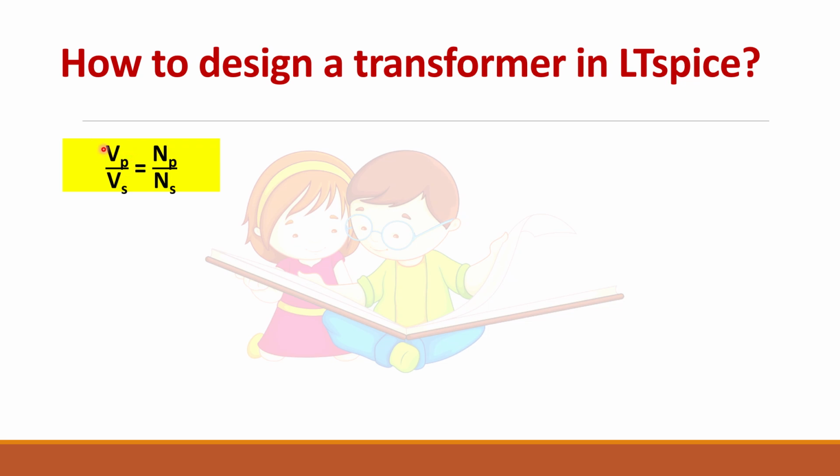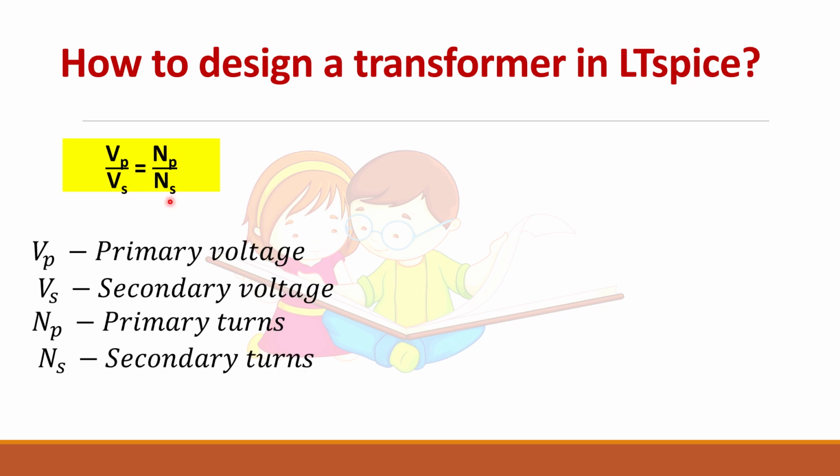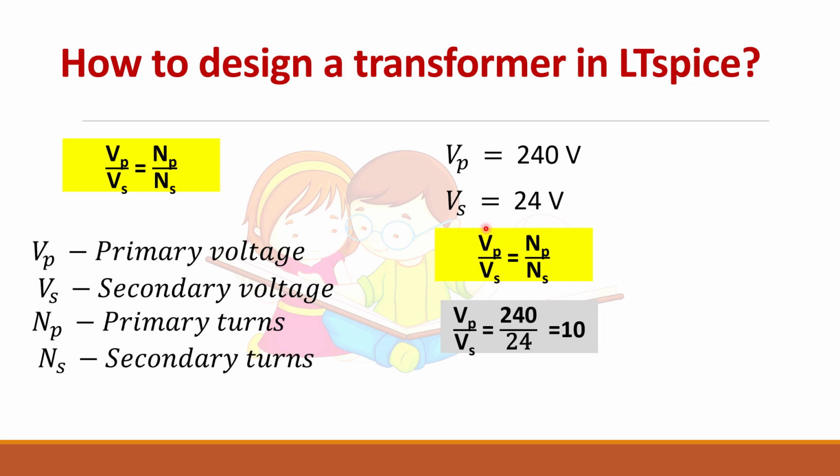It's very simple. VP by VS, primary voltage by secondary voltage, is equal to NP by NS. So what is VP? Primary voltage, that is 240 volt, and we need a secondary voltage of 24 volt. So using this formula, you can calculate this ratio. VP by VS is equal to 10. So NP by NS, what should it be? It should be 10.